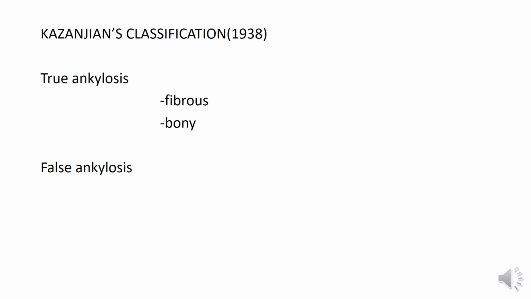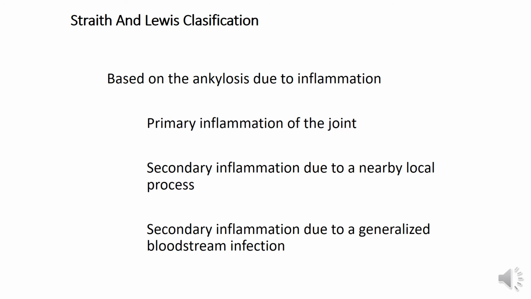Kazanjian in 1938 classified ankylosis of TMJ into true and false. Again, true ankylosis as fibrous and bony ankylosis. Straith and Lewis classification was based on the ankylosis due to inflammation. If there is primary inflammation of the joint, or it can be a secondary inflammation due to nearby local process, or secondary inflammation due to generalized bloodstream infection.